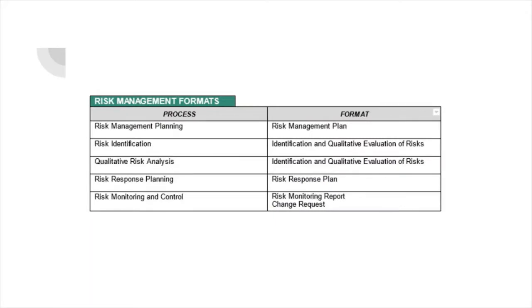Risk management formats, process and format. Risk management planning, risk management plan. Risk identification and qualitative evaluation of risk, qualitative risk analysis. Risk response planning, risk response plan. Risk monitoring and control, risk monitoring report, change request.